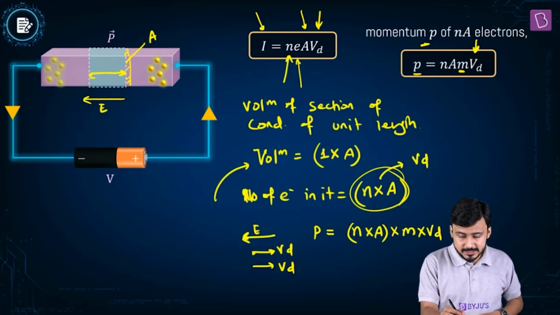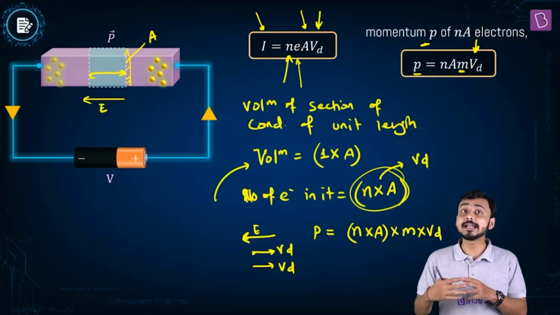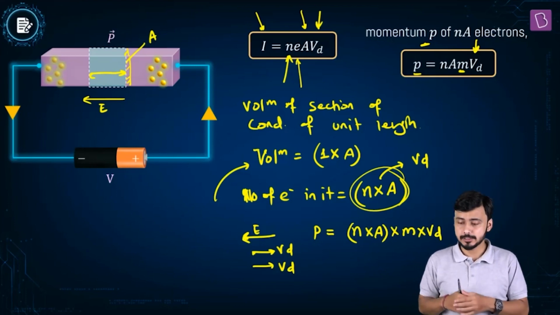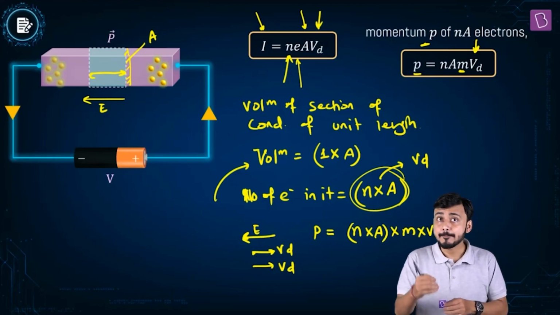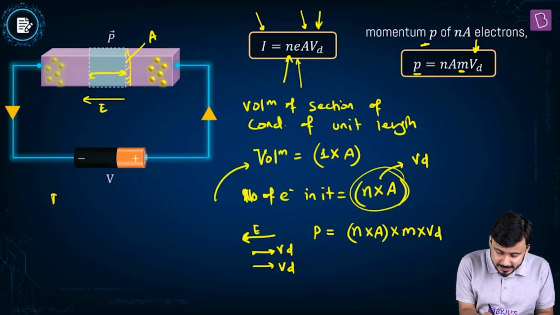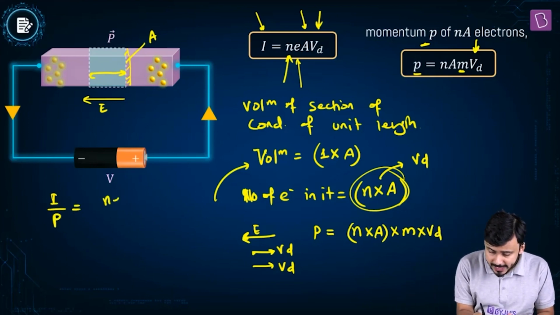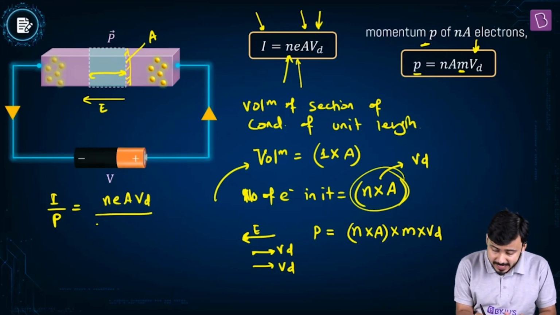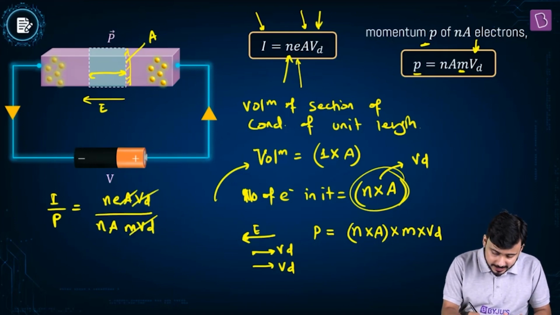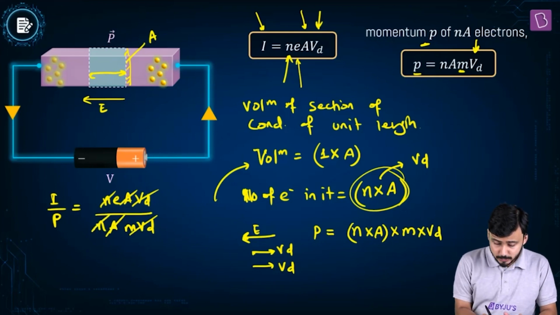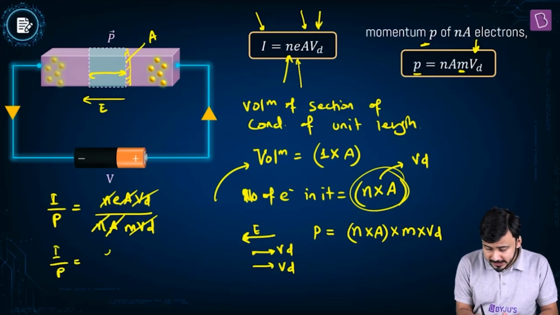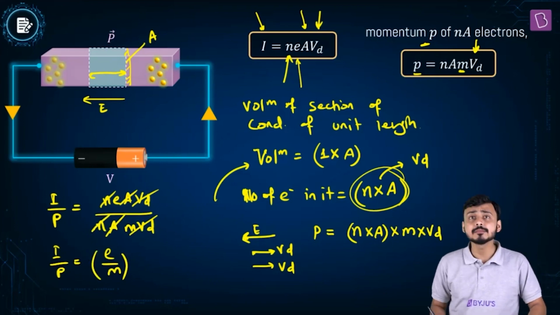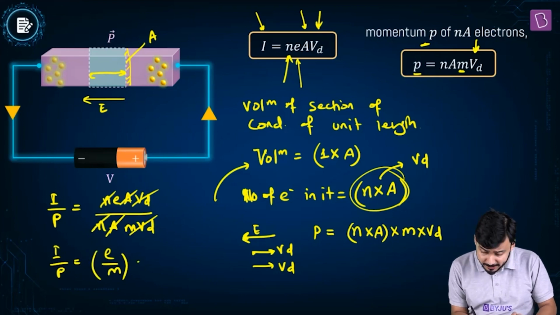Now this is the momentum, this is the current. What do you do? You divide I by P. You divide the equation of I by the equation of P. So what you get is I by P is equal to NEAVD divided by, what is P? That's NAmVD. VD cancels, A cancels, N also cancels. So I by P comes out to be e by m. Now what is e by m? I already told you, right? e by m is S.